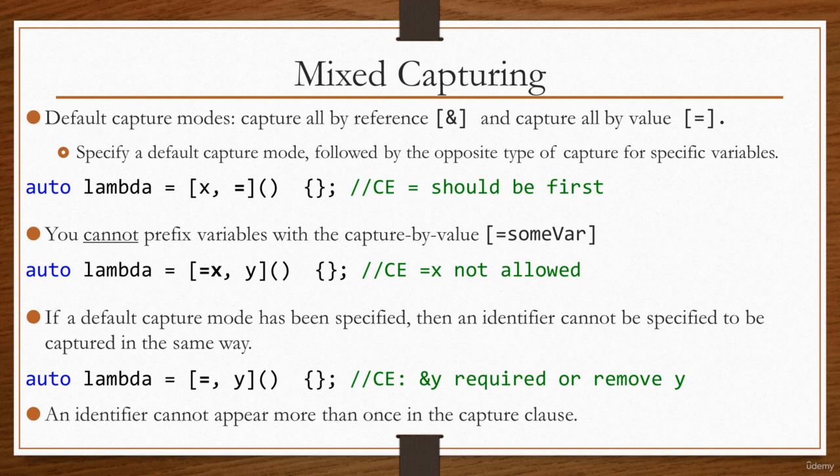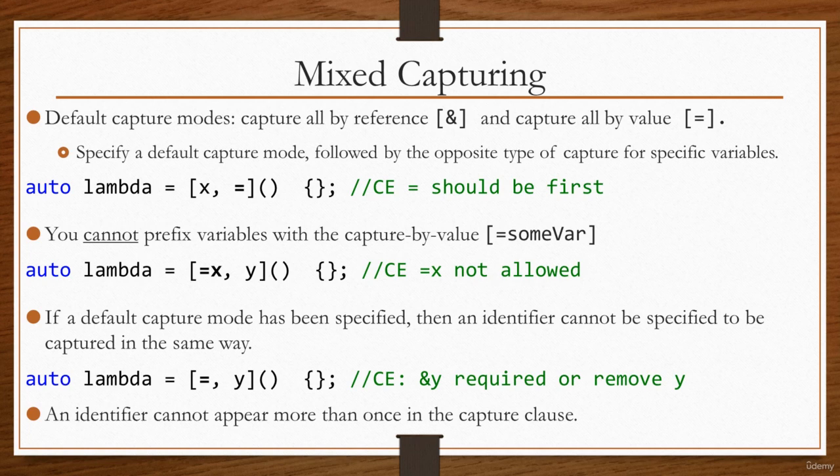So unlike capture by reference, we do not have to specify capture by value by using a special symbol for that. Of course, if you want to capture by reference, then you have to use the ampersand followed by the variable name. Moving on, if a default capture mode has been specified, then an identifier cannot be specified to be captured in the same way. For example, if we capture all by value, and then we provide some other identifier as is, so we do not do capture by reference, using the ampersand followed by the variable name, then we will get an error.